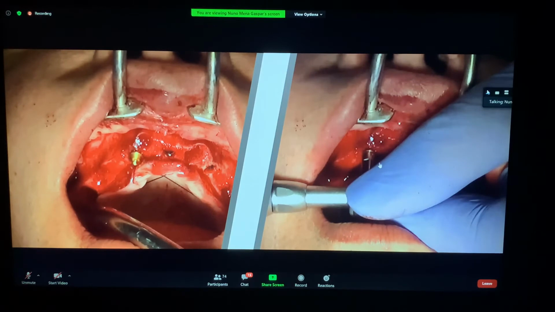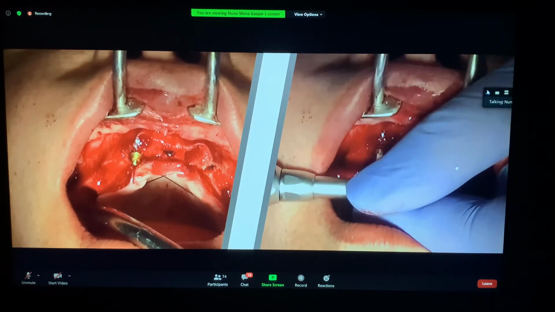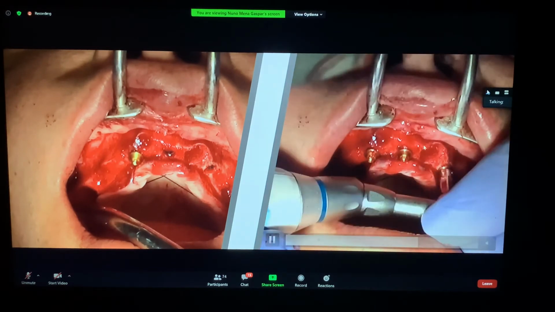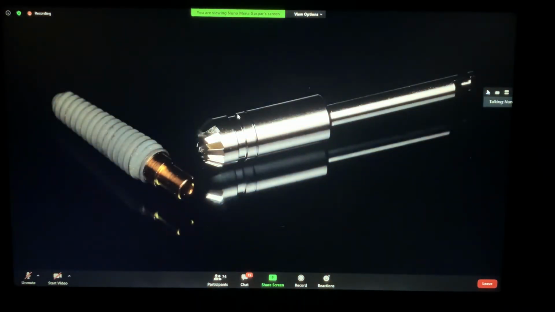And it's quite easy to use this on the anterior, but on the posterior it's even better. You will need to use bone reduction here, bone contouring.